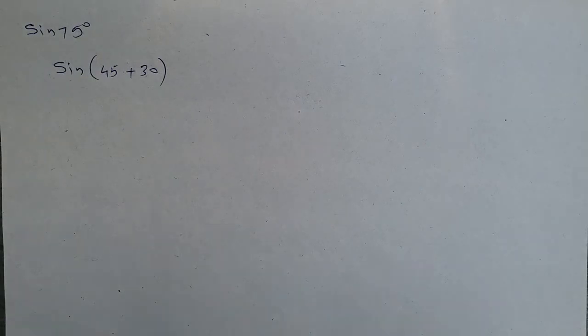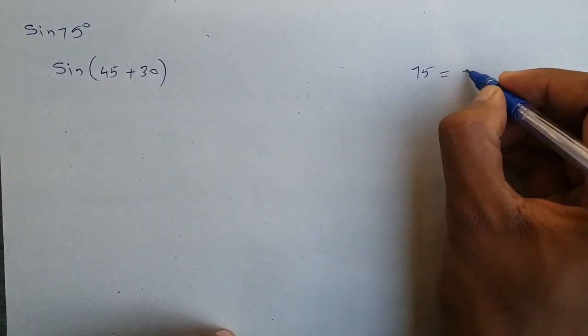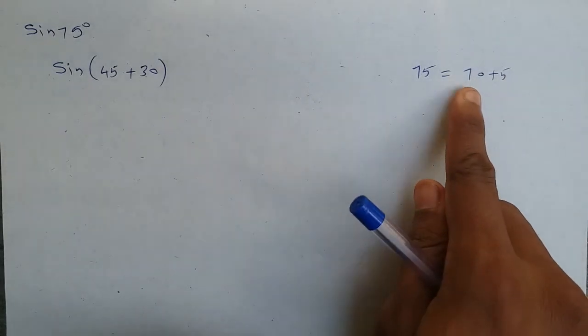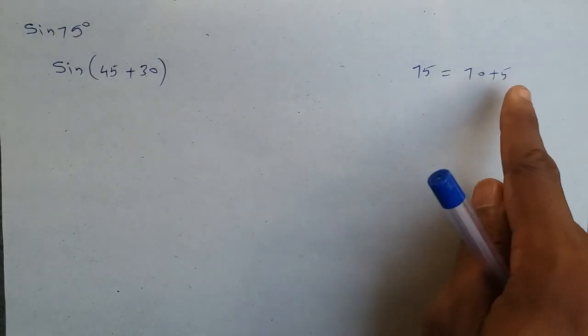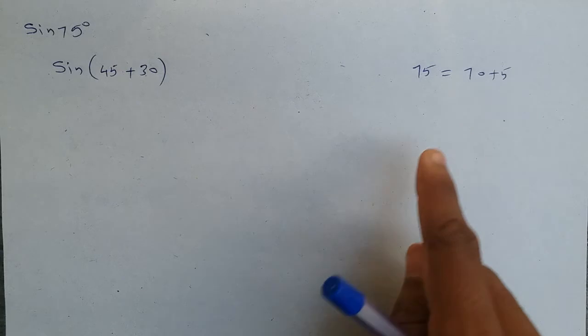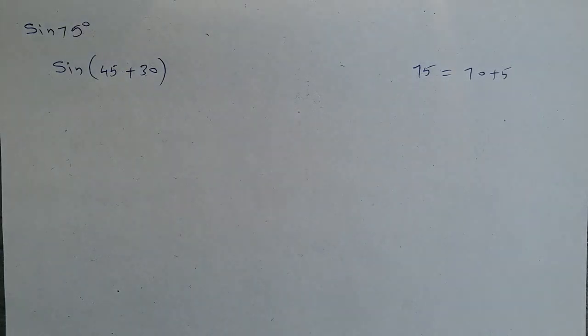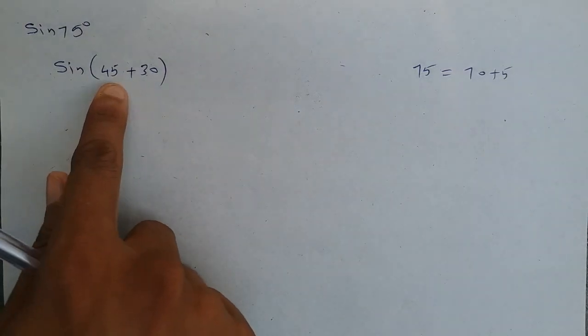Whereas in case we take 75 as 70 plus 5, I don't know the sin 70 value, I don't know the cos 70 value, I don't know sin 5, I don't know cos 5. So the values we know perfectly already, based on that I am writing 45 plus 30.